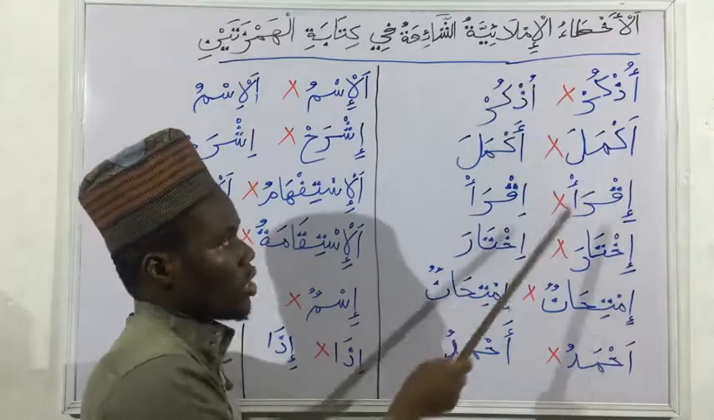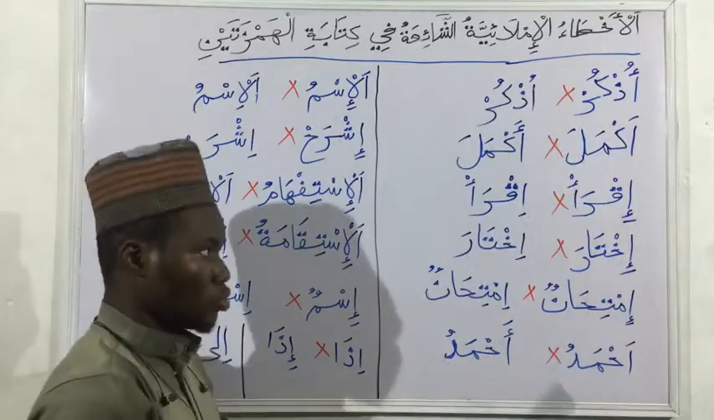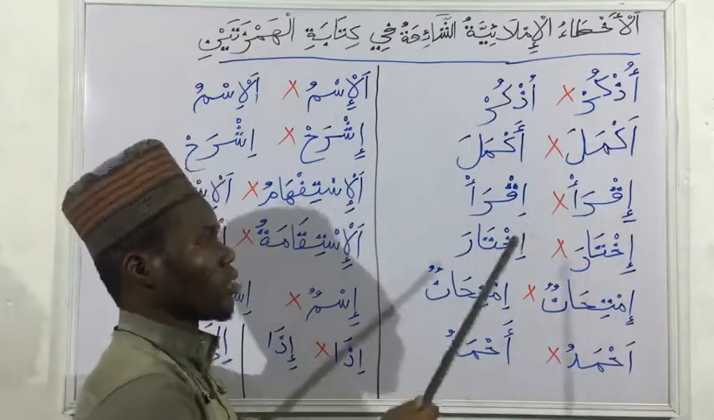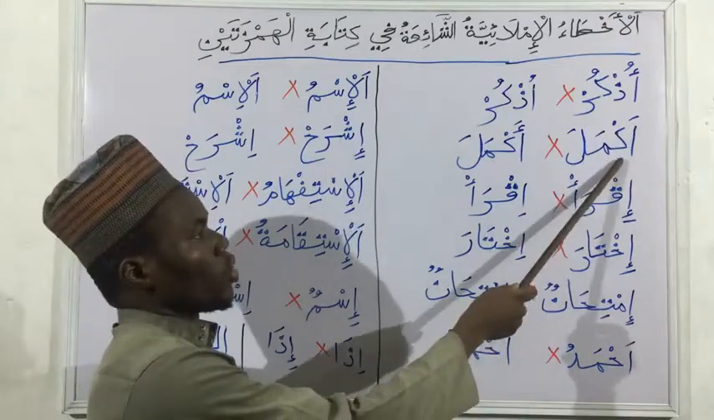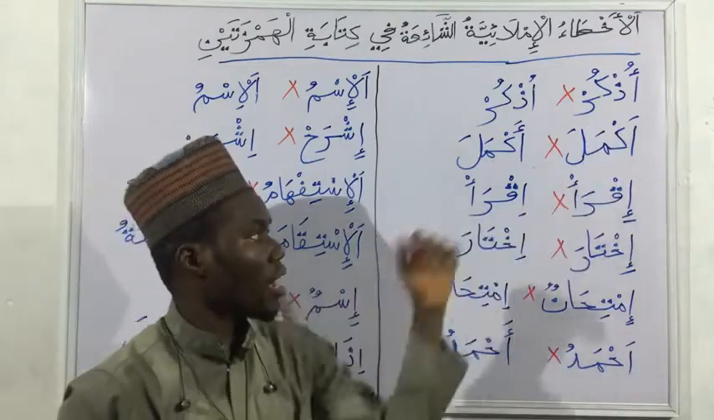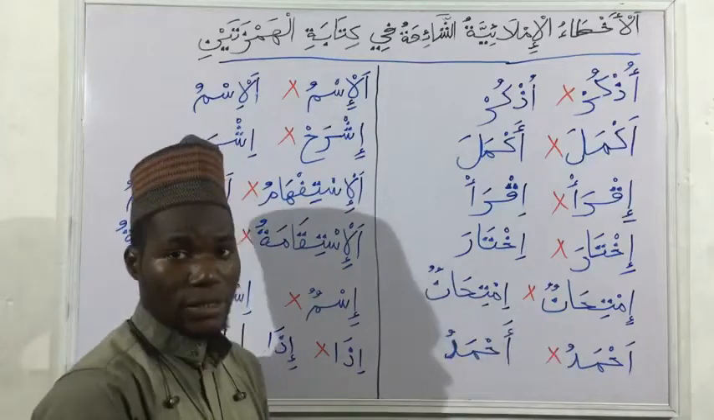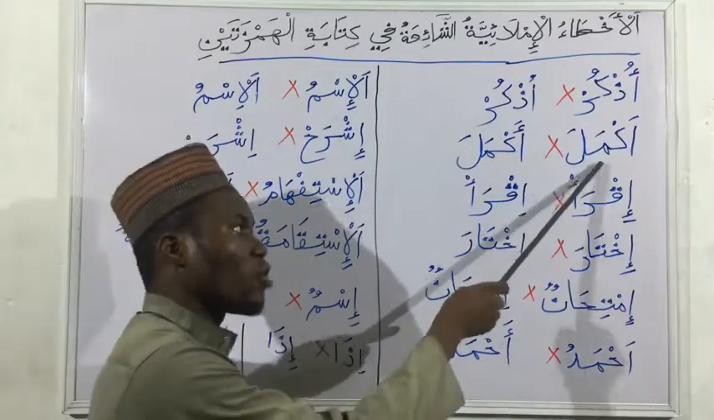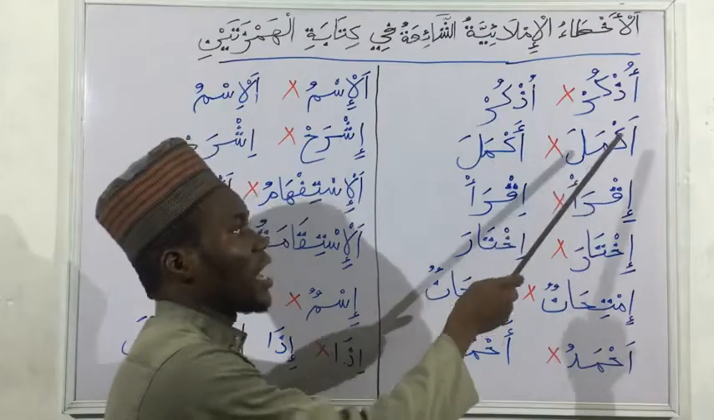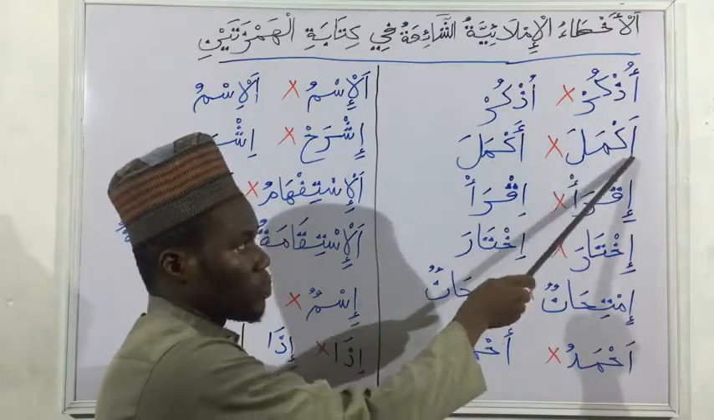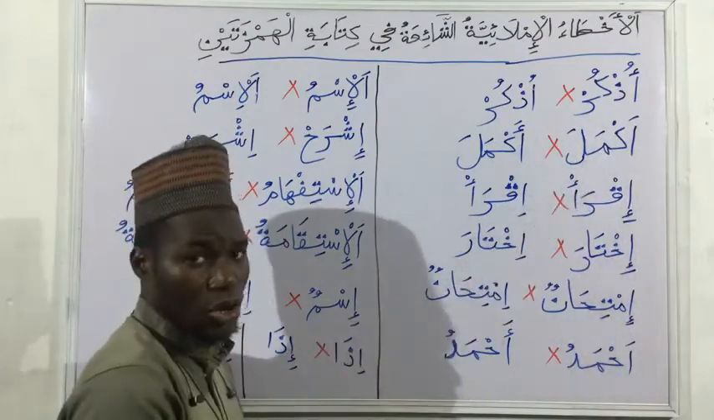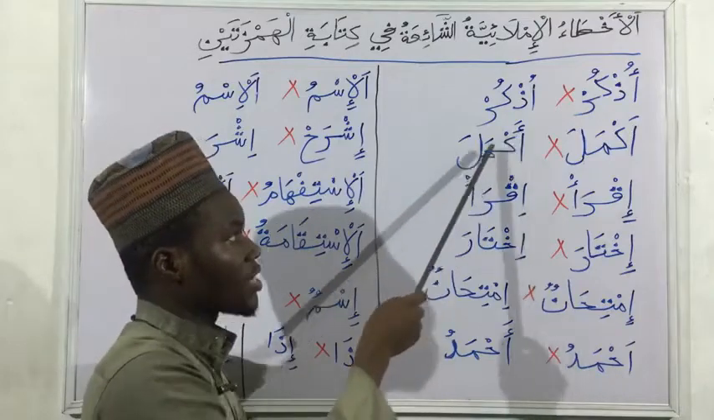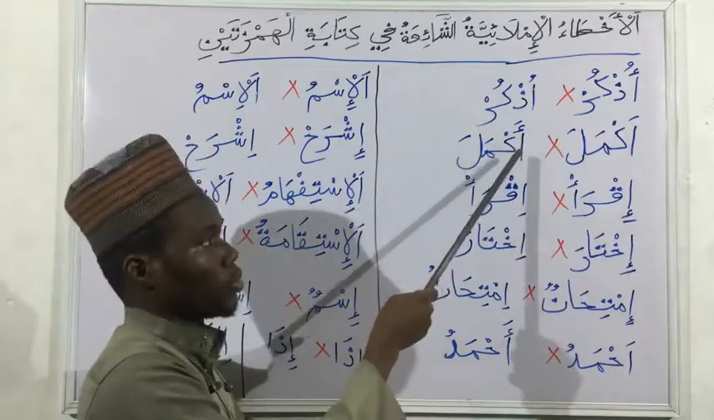That is that. Now akmala, meaning to complete, like akmaltu lakum dinakum. So akmala is the madi of the ruba'i. For the madi of the ruba'i in this shape, af'ala, it is hamzat al-qat'. So this person wrote hamzat al-wasl. It is incorrect. It's meant to be akmala, that is hamzat al-qat'.